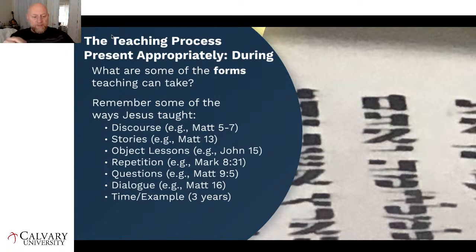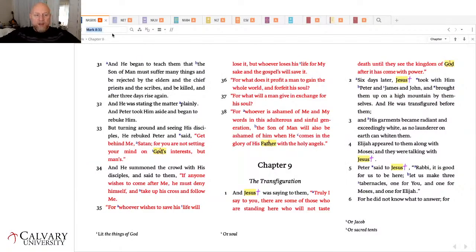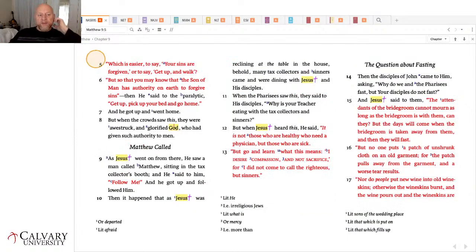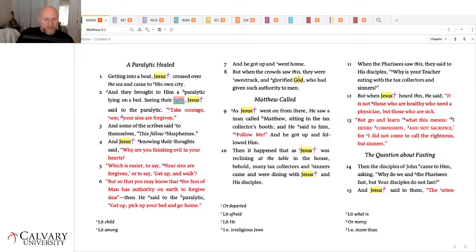So he used questions, Matthew 9:5. This is actually in Matthew. I love this story where he's talking to the paralytic. He asks the scribes, which is easier to say, your sins are forgiven, or to say, get up and walk? What a great question. It totally throws them off, and it's kind of fun actually to watch someone win a debate.